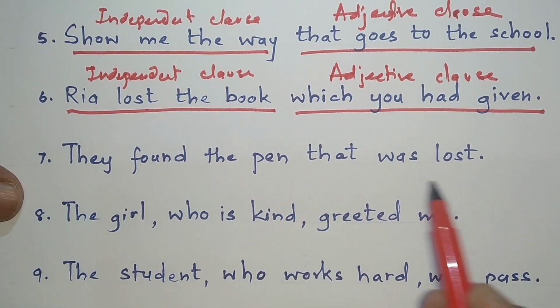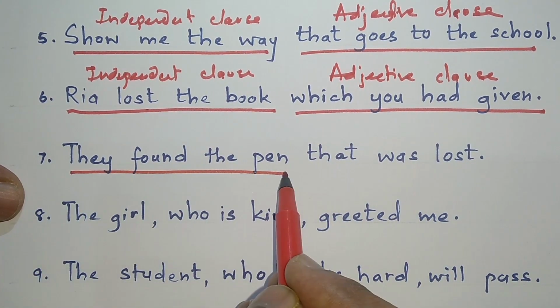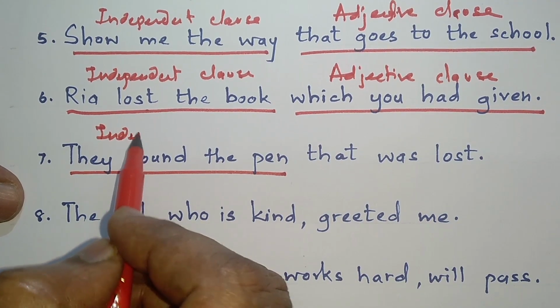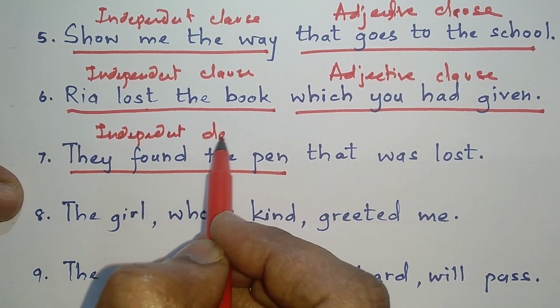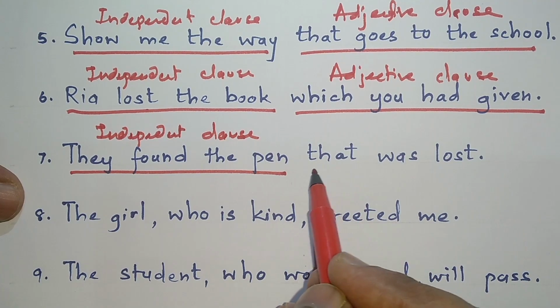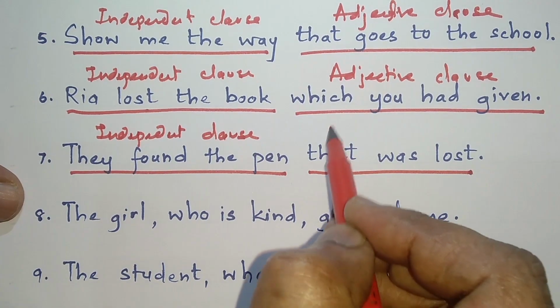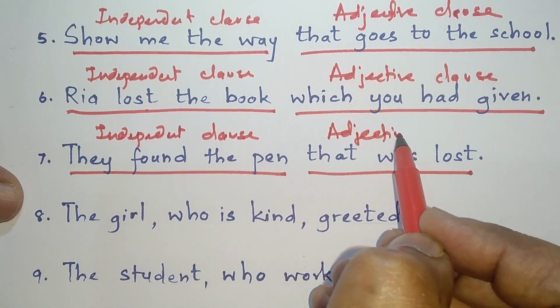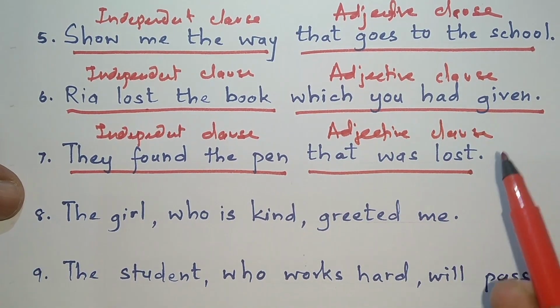They found the pen that was lost. They found the pen is the independent clause here. Which pen? That was lost. Yes, your dependent clause is the answer. So your dependent clause is the adjective clause.